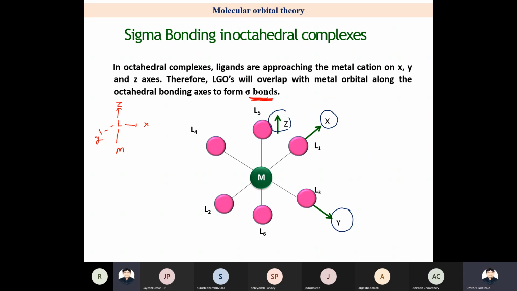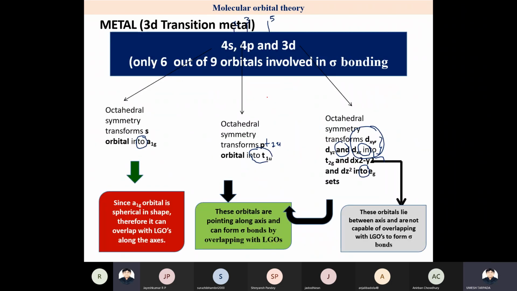See, there are three different cases. One is formation of a sigma bond and the second is formation of a pi bond. A pi bond is possible in two different ways: by ligand to metal electron donation and by metal to ligand electron donation. So there are two different ways for pi bonding. So this is the case for the sigma bond.